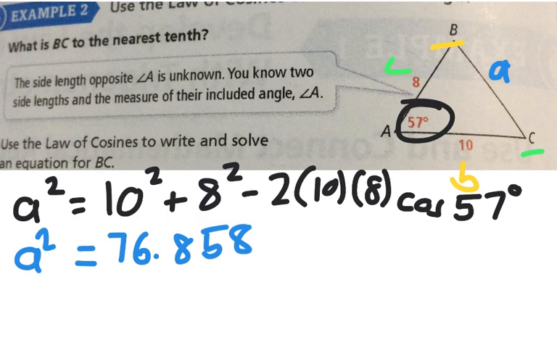Now, do we care what a squared is? No, we're looking for a. So how can I get rid of a squared? I have to take a square root, or a radical, on both sides. Take a radical here and here. It tells me a equals... Now I'm going to do the radical of 76.858.